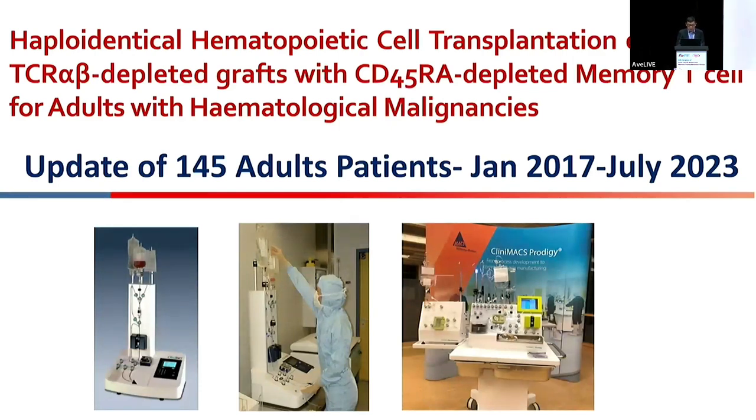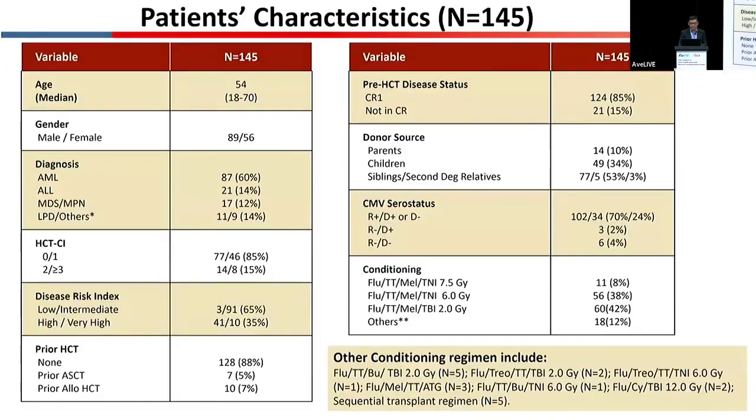145 patients over the last 7 years, between 2017 to July 2023. So a total of 145 adult patients were transplanted using this protocol. Median age is about 54 years. The diagnosis is predominantly AML, ALL, and MDS. Most of the patients were in remission. A couple of patients had high-risk transplant risk factors with a high-risk HCT-CI.